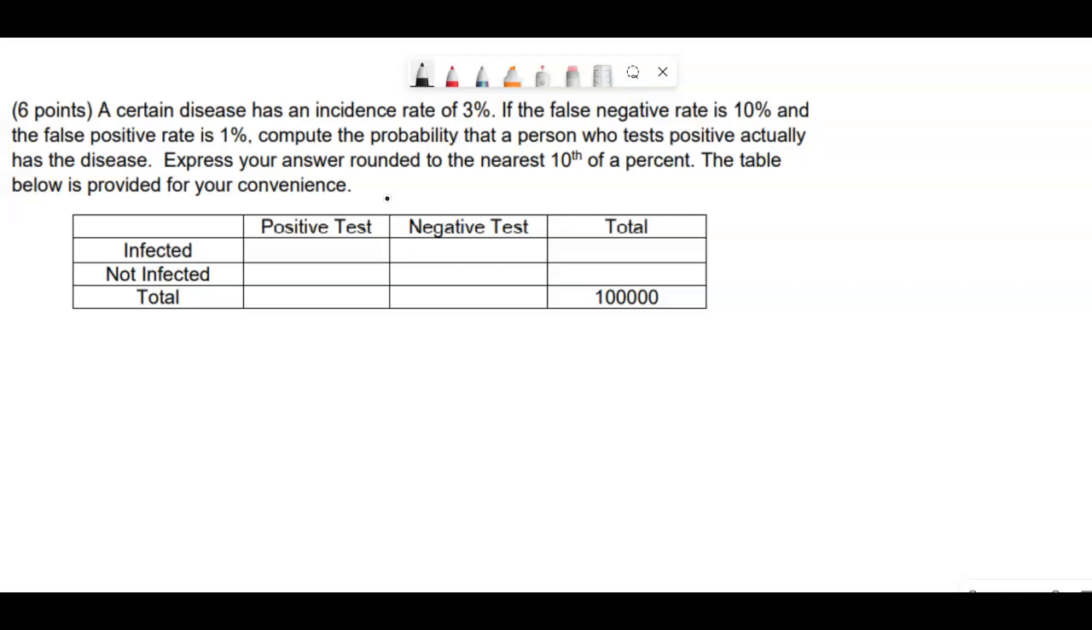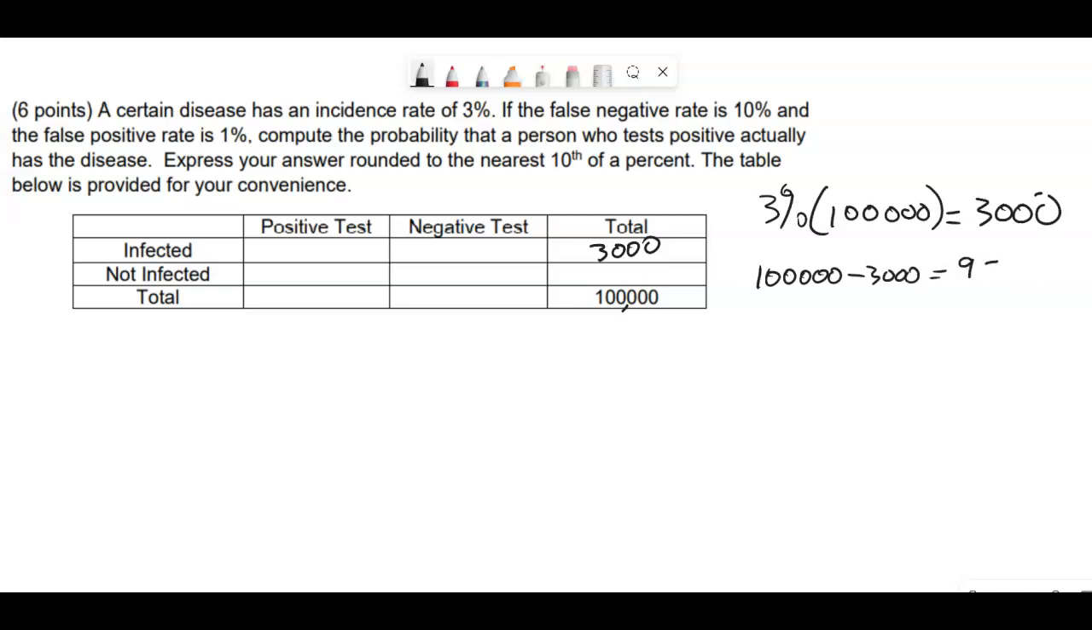All right, so if we're working with 100,000 people, 3% have the disease. So 3% times 100,000 people will give us 3,000. This tells us that 3,000 people out of this 100,000 people are infected. If we work out 100,000 minus 3,000, we get 97,000 people who are not infected.